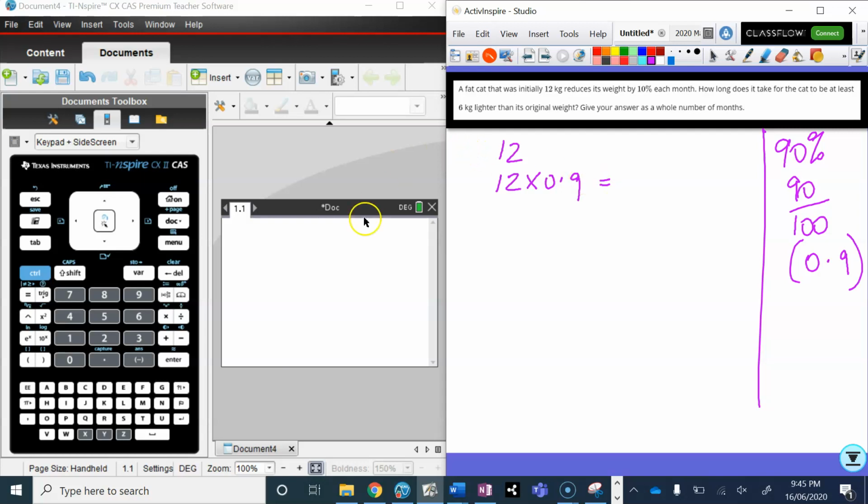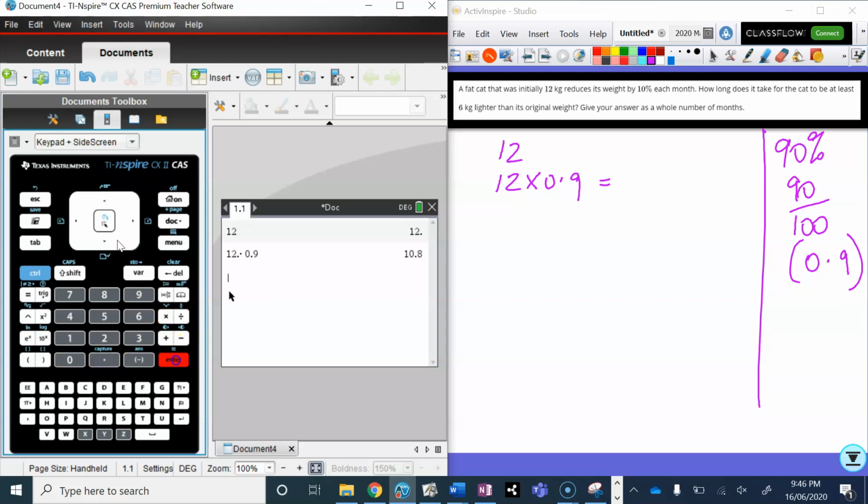So on the calculator to do that, a nice quick way to do it if you're doing something over and over again is to type in the starting point, which is 12, and hit enter. Now the calculation that we're going to be using for each month is times 0.9. All we need to type in then is times 0.9 and hit enter. So after 1 month, our cat weighs 10.8 kilograms.